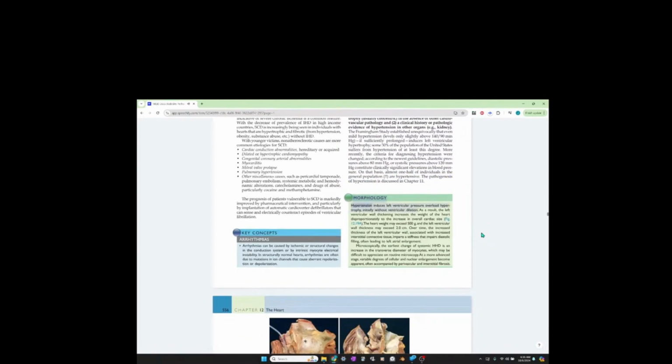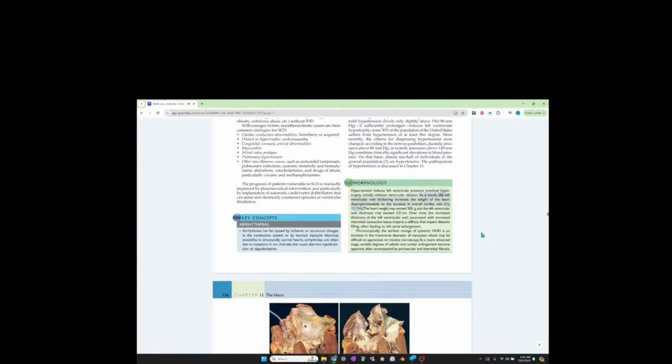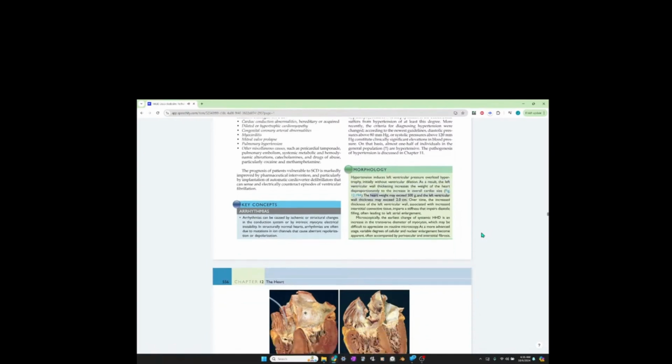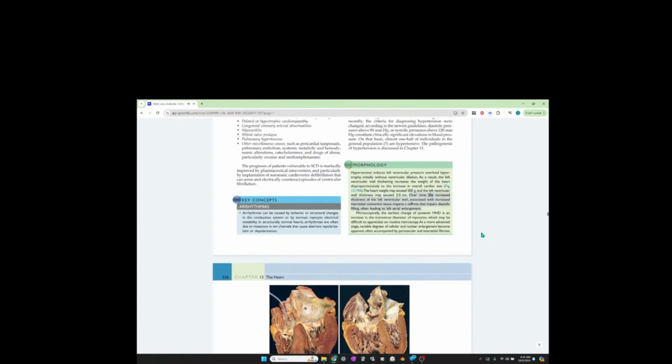Morphology. Hypertension induces left ventricular pressure overload hypertrophy, initially without ventricular dilation. As a result, the left ventricular wall thickening increases the weight of the heart disproportionately to the increase in overall cardiac size. The heart weight may exceed 500 g, and the left ventricular wall thickness may exceed 2.0 cm. Over time, the increased thickness of the left ventricular wall, associated with increased interstitial connective tissue, imparts a stiffness that impairs diastolic filling, often leading to left atrial enlargement.